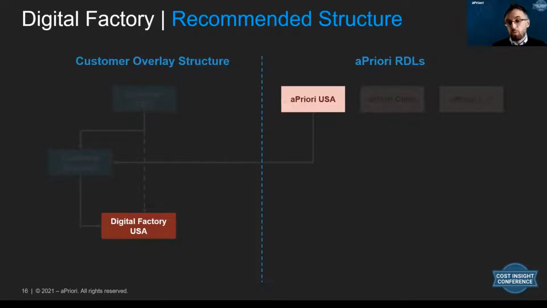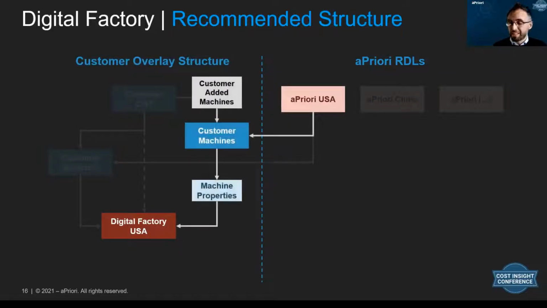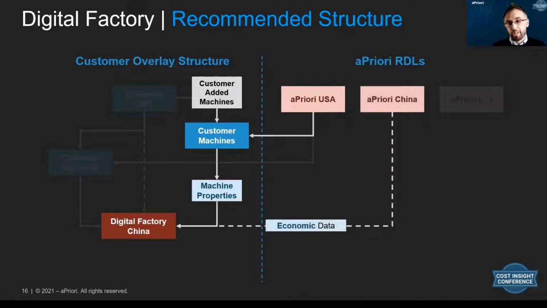Therefore, there are 2 things that we would recommend when having your digital factory structure created. The first being the creation of a centralized machines database, which will contain all of the key properties of aPriori baseline machines, along with any of your own specific machines that you want added to a particular process. The second is choosing where the relevant economic data should come from based on the new digital factory you're creating. This means you are simply inheriting the economic data from that RDL to feed into your machines. And therefore, in a sense, you're now splitting that inheritance. So machine properties are coming from one RDL and your rates are coming from another.